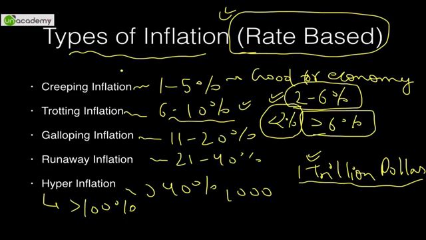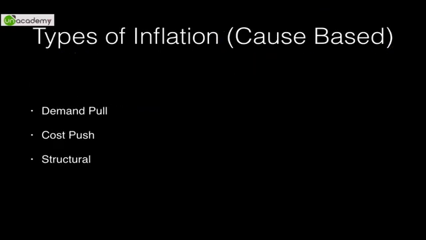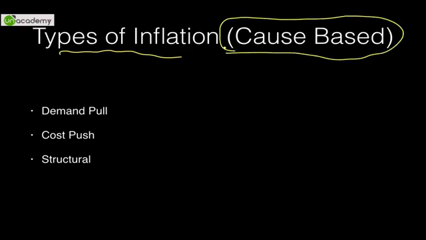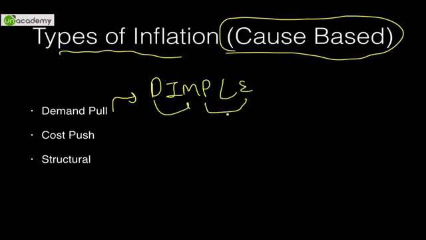Also there was the Urjit Patel recommendation, which also talked about the same thing, which we'll deal with later in the video. Now, types of inflation based on cause are basically demand pull. Demand pull inflation you can remember by the mnemonic DIMPLE. It helps usually, especially in MCQs. So, demand pull. I have already explained this in the previous video.